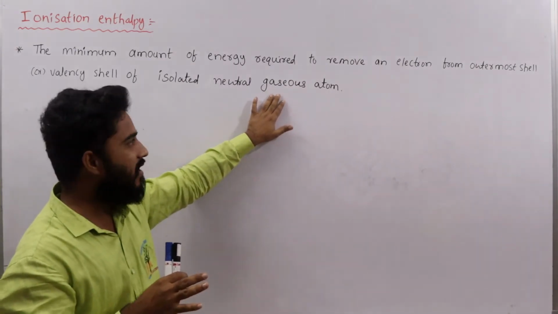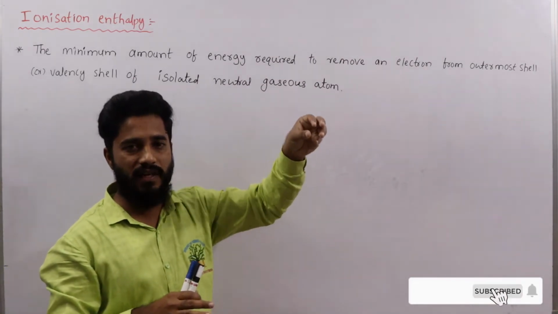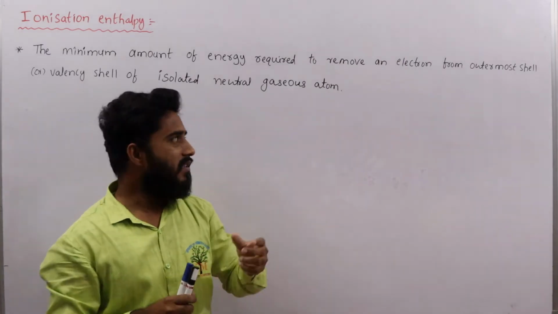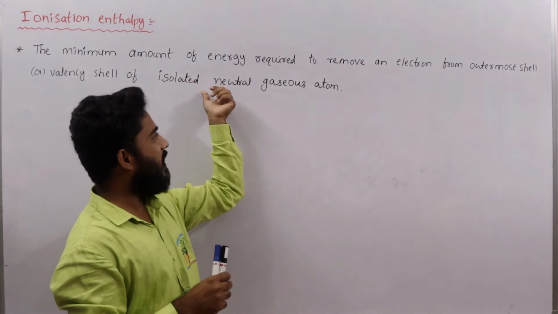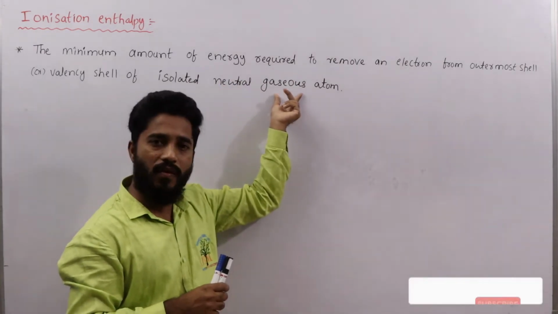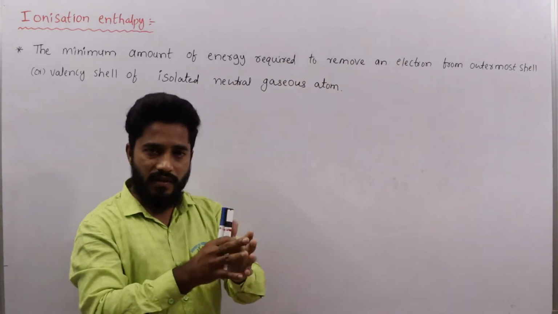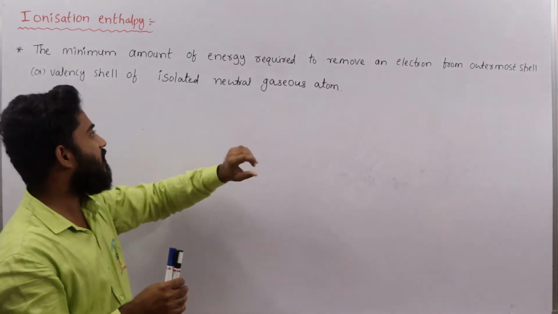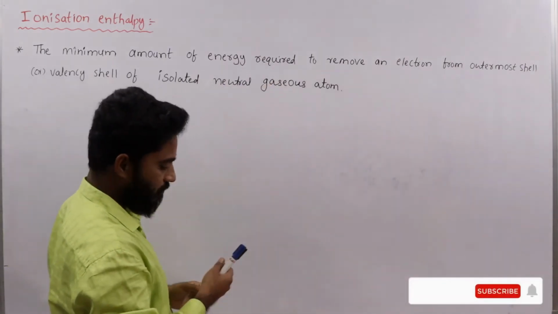Gaseous atom means that the atom should be present in the gaseous physical state, because atoms are present separately, in an isolated state, only in the gaseous state. Atoms are available separately in the gaseous state. So that's why we use these three words: isolated, neutral, gaseous atom.